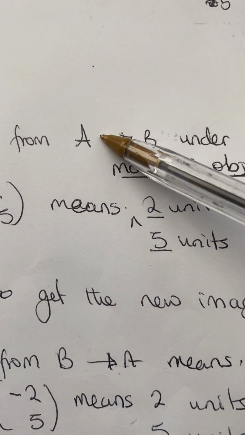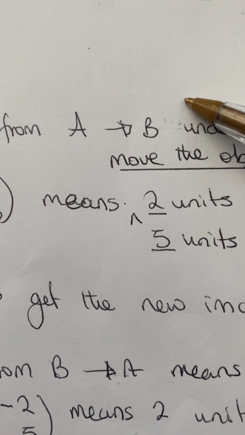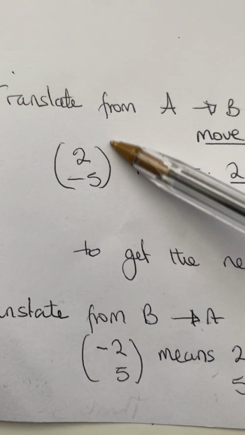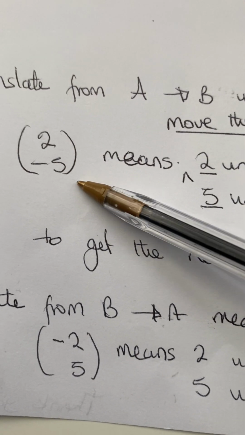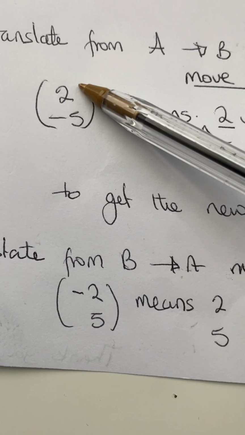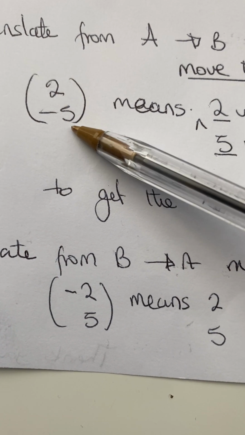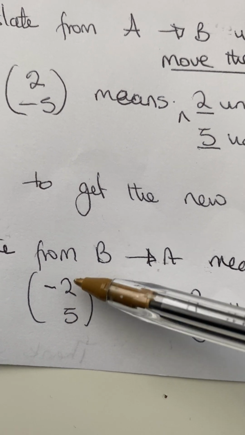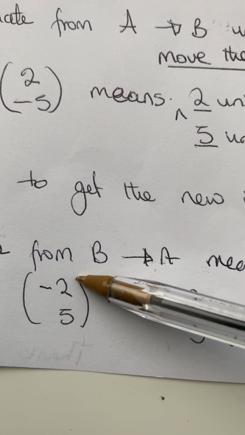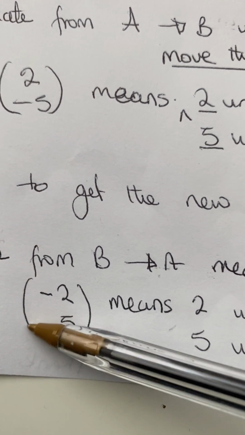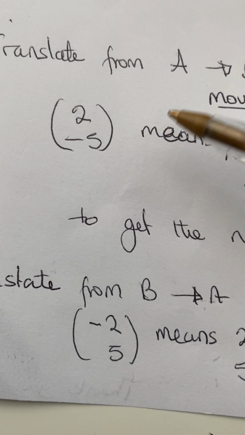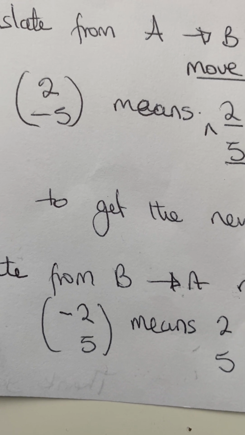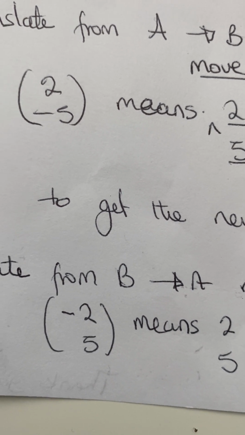Now that is to translate from A to B. How about B to A? All you need to do is negate your vector. So now instead of 2 and minus 5, you have -2 and 5. So now 2 units to the left, 5 units up. I hope you understand that. When we do examples, you will understand.